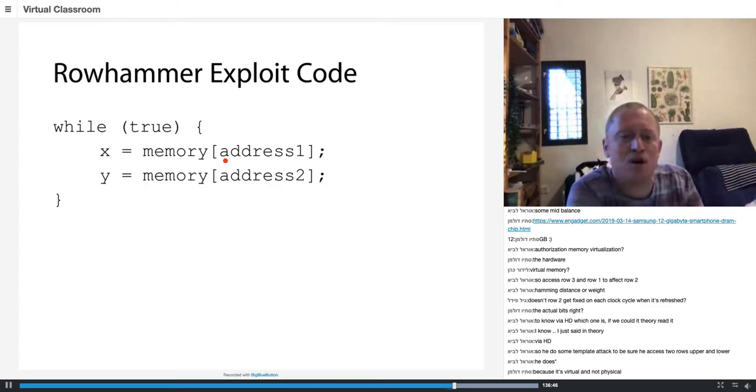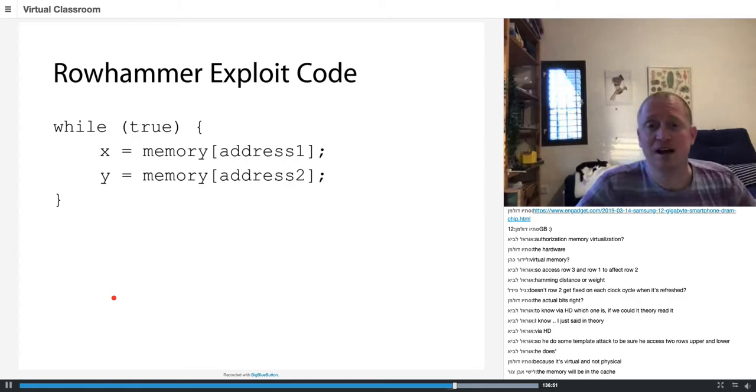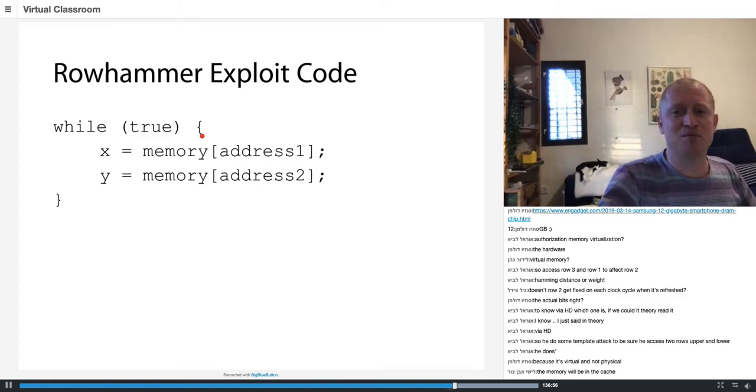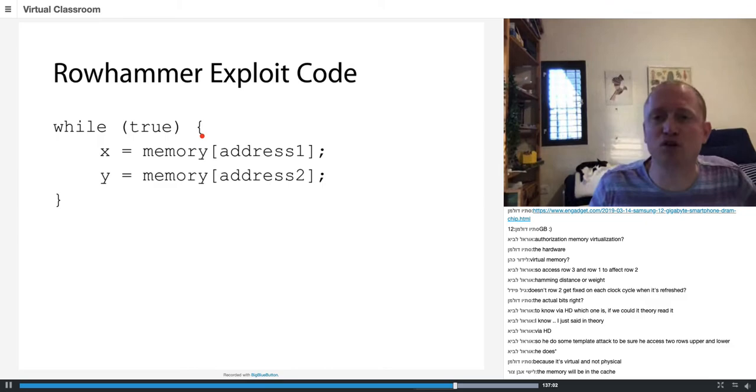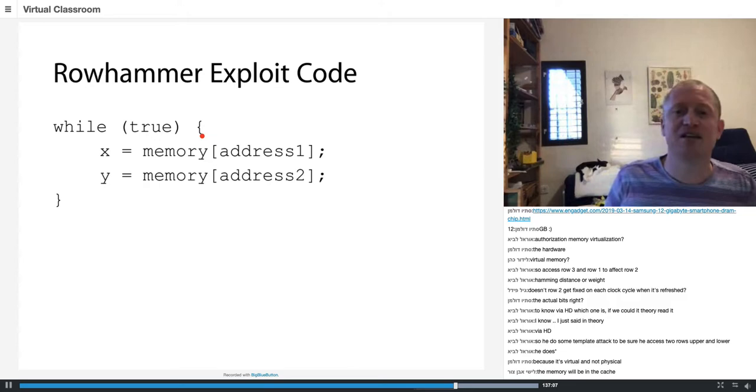Exactly, Yishai is very correct. The CPU sees that I'm accessing these two bits of memory a lot, so it's going to cache them in the LLC. So this isn't even going to go into the DRAM. It's all going to be satisfied by the cache. This is one problem. I'll solve it.